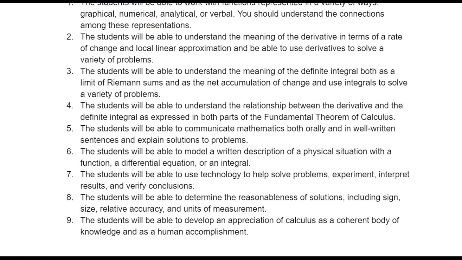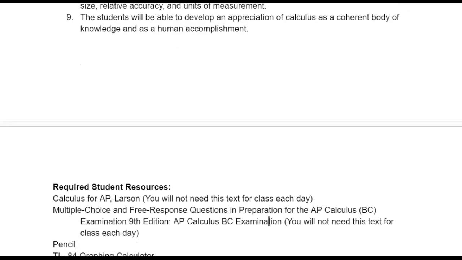These are the objectives of the course. You can read through that as you need to.